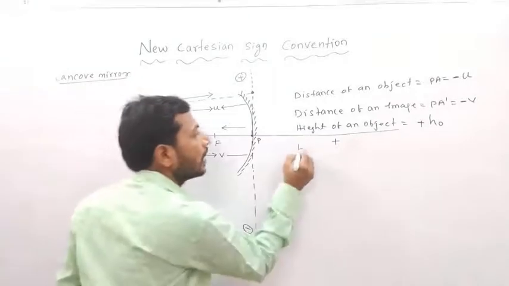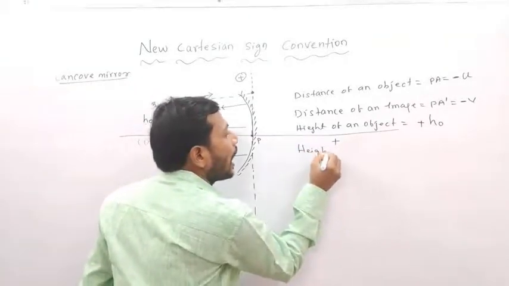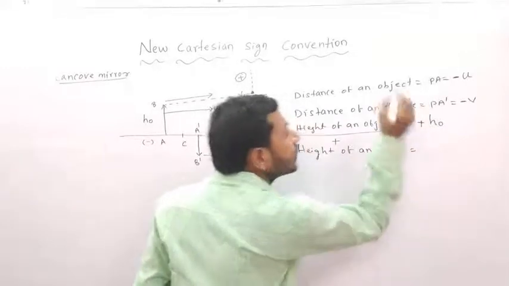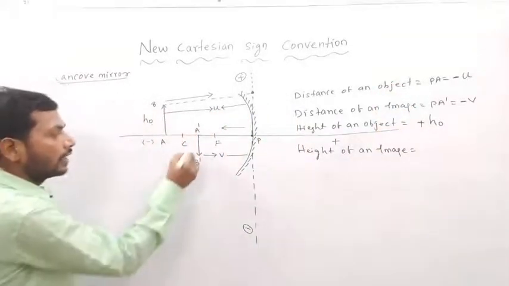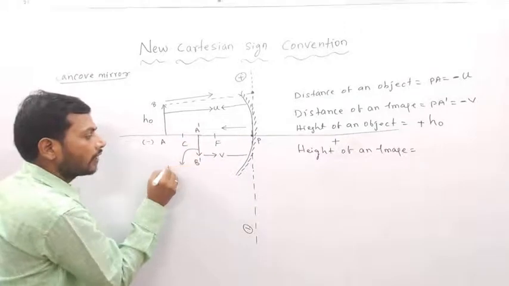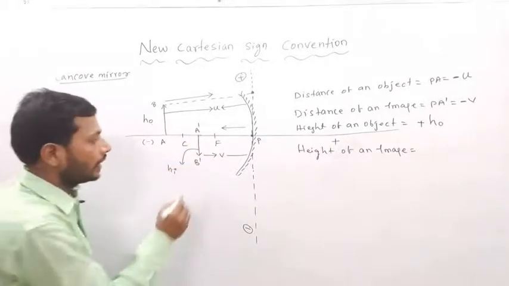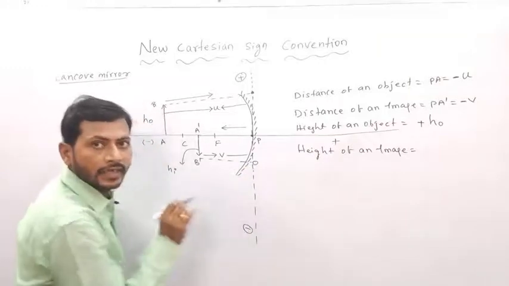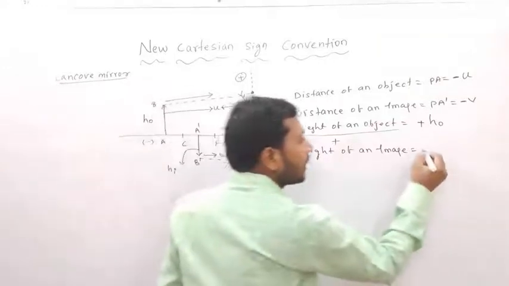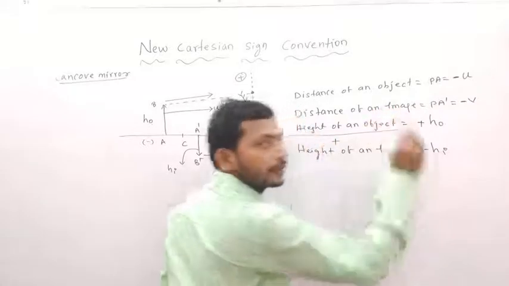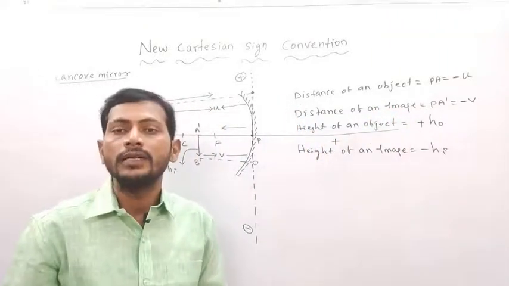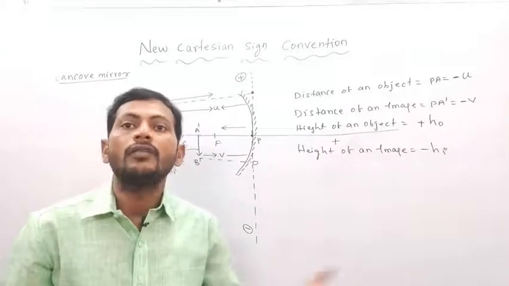Next one is height of an image equals to. If you observe here clearly, this is the height of an image. This height is represented on the negative y axis. That's why I am keeping here minus hI. This is enough to do numericals and to derive the mirror formula.